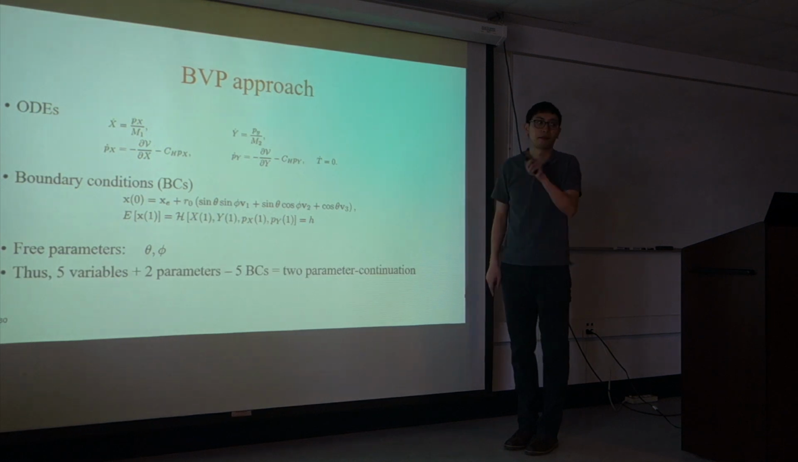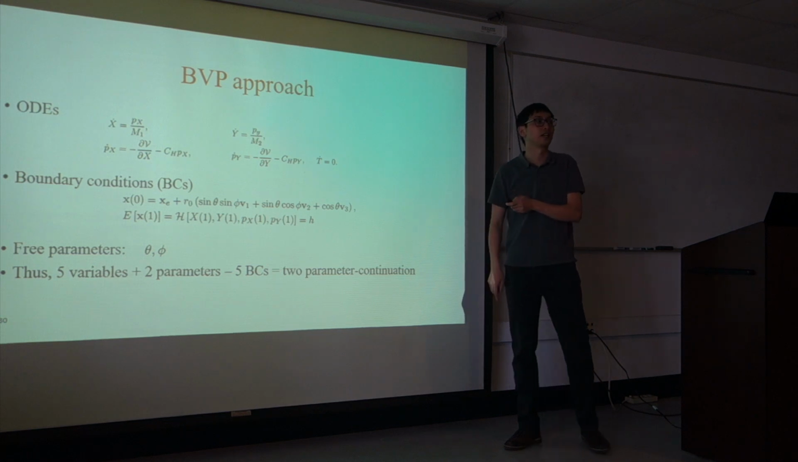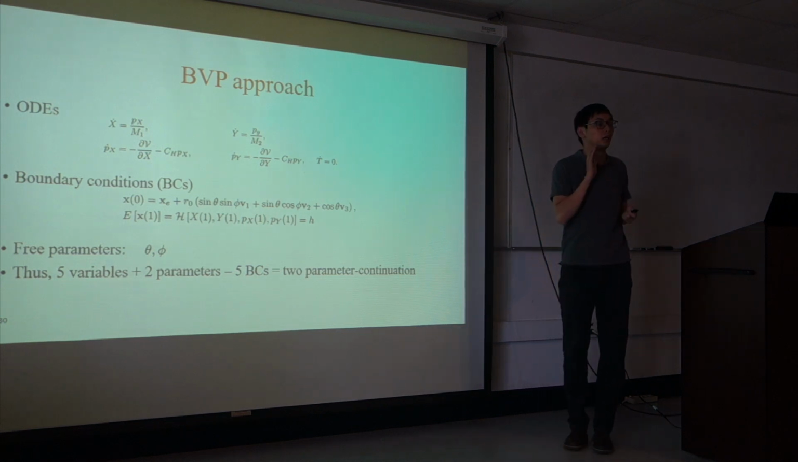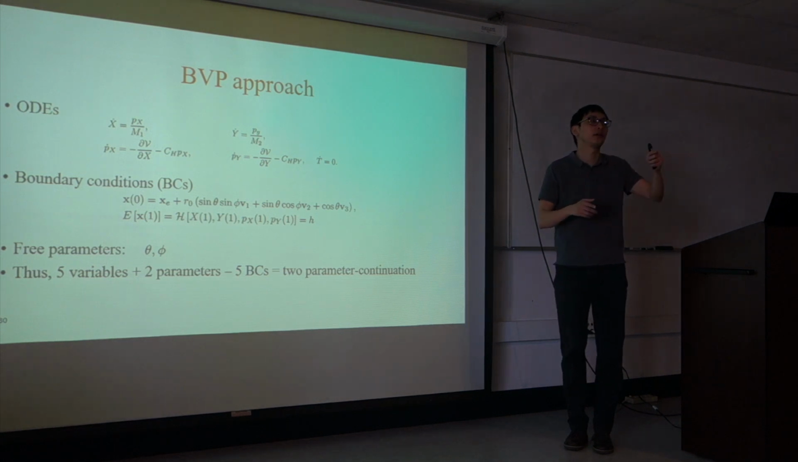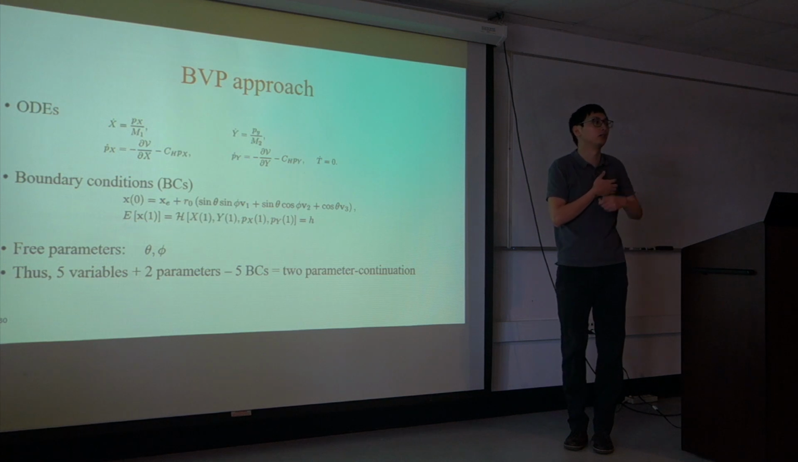In this case, we have variables x, y, px, py, and t. Then we have two parameters, phi and theta, minus 5 boundary conditions. So this problem is a two-parameter continuation. It means we do the continuation on the surface. In fact, we do the continuation on the ellipsoid. But sometimes it is very difficult to do the two-parameter continuation. We want to reduce the problem to one-parameter continuation. In this case, we can introduce one Bisection as before.